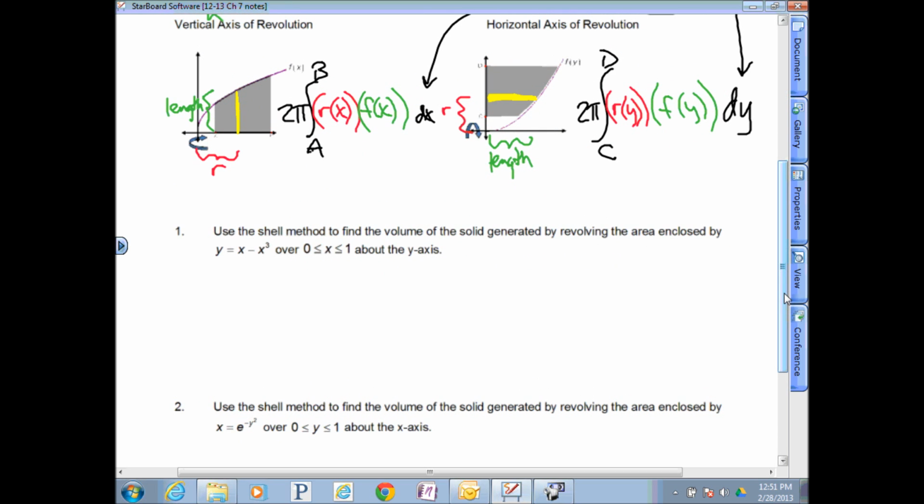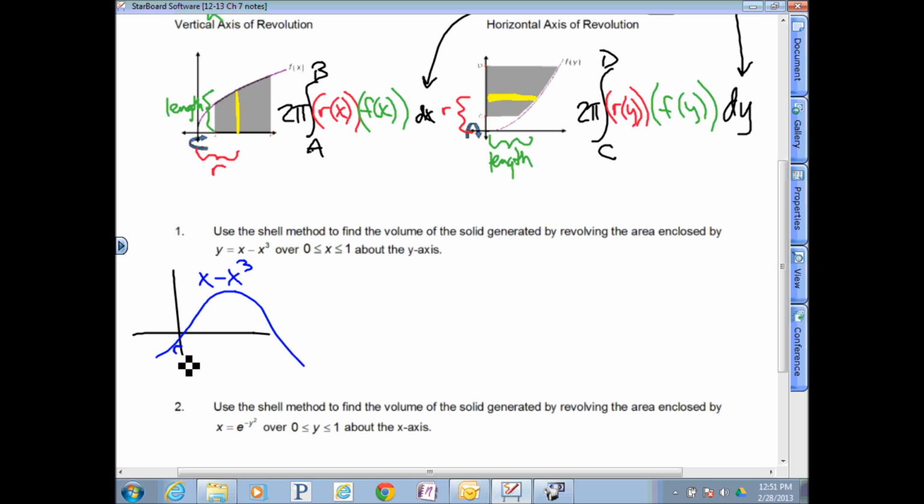To find the volume of the solid generated by revolving the area enclosed by this thing. I'm going to give you a quick sketch of what this graph looks like, and you can put it in your calculator to verify for me. But here's what your graph kind of looks like. It kind of comes through, looks something like that. So this is going to be what our graph looks like. This is x minus x cubed. That's your f of x.